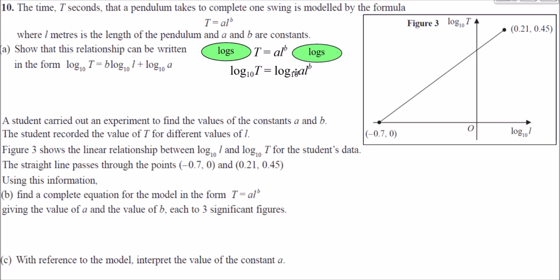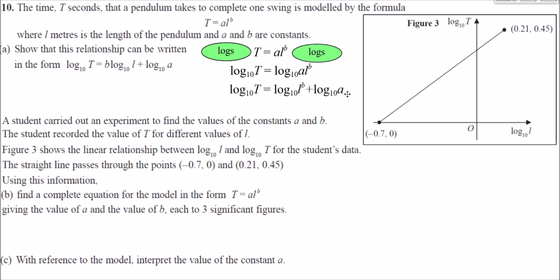If I'm taking the log of a product of two things, that's the same thing as taking the log of one thing plus log of the other thing separately. So essentially I can partition this into two separate logarithms. So the next step, I'm just going to split this into two and call it log base 10 L to the power B plus log base 10 A.